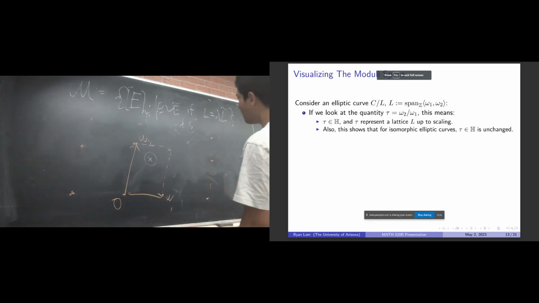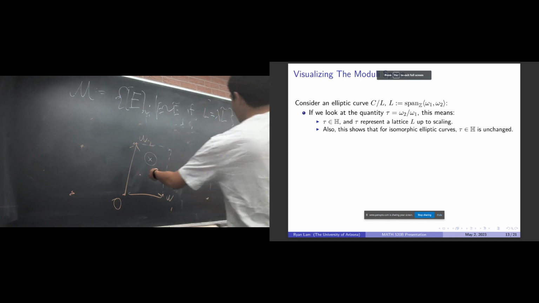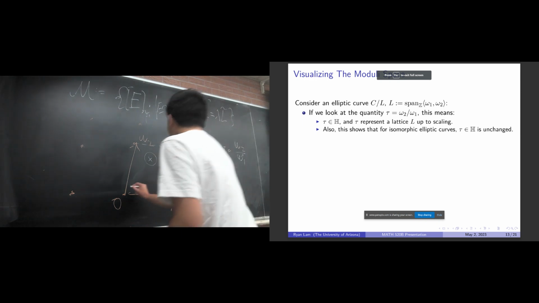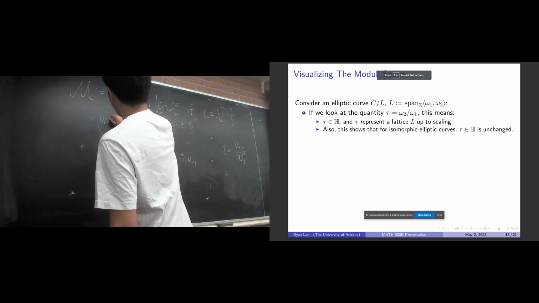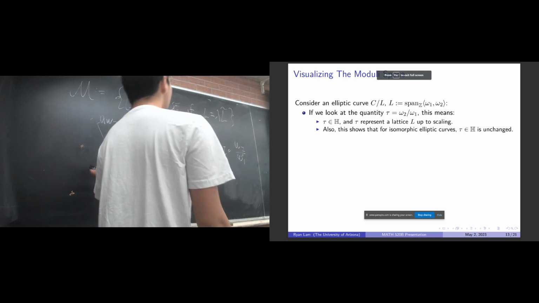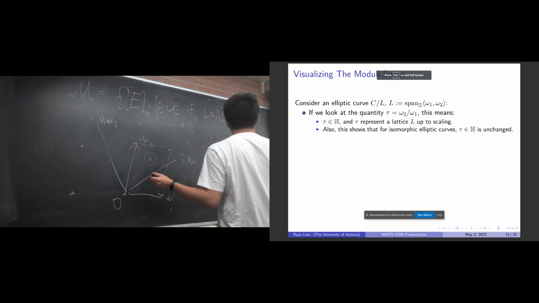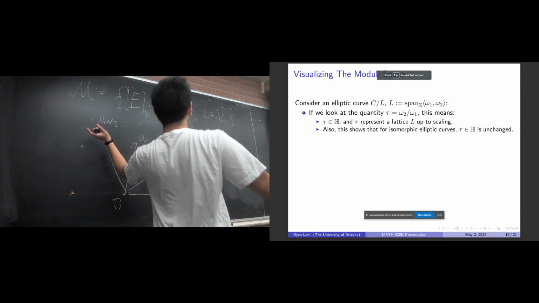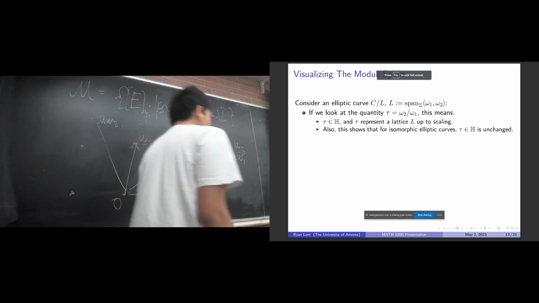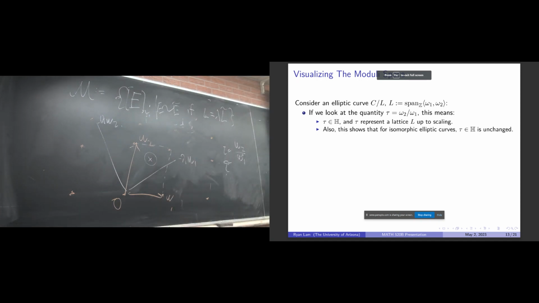Next, we also know that it is obvious that if I take tau equal to omega 2 over omega 1, and I change the lattice by a scaling, so say this is lambda omega 1 and lambda omega 2, then the tau, which now I will call tau tilde because I changed the lattice by lambda, the ratio obviously won't change. So it is really invariant under isomorphism of elliptic curves.